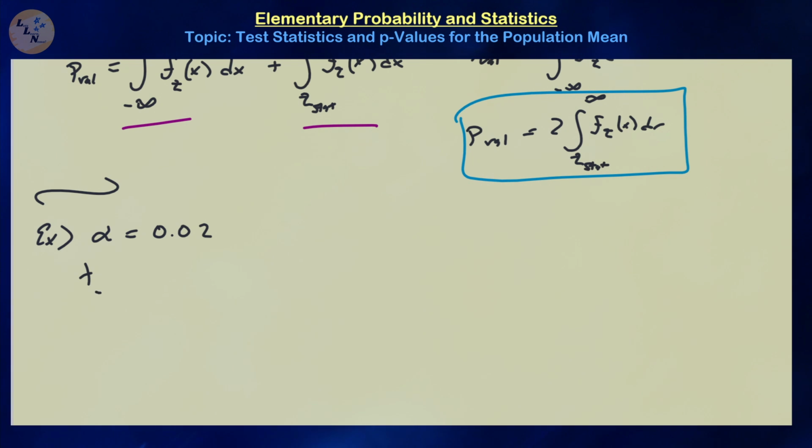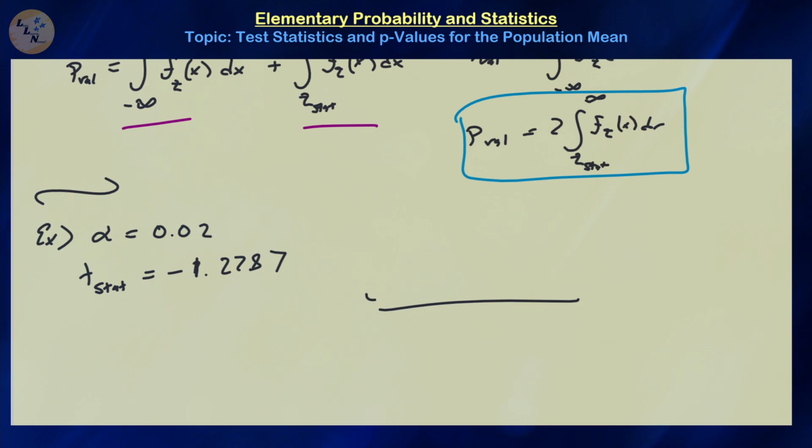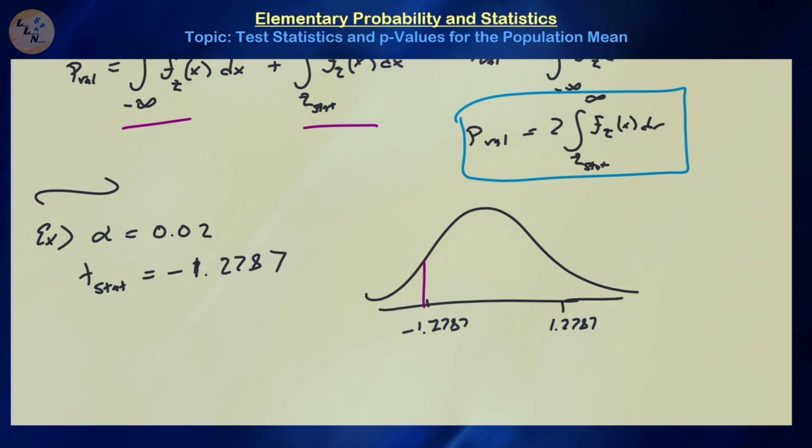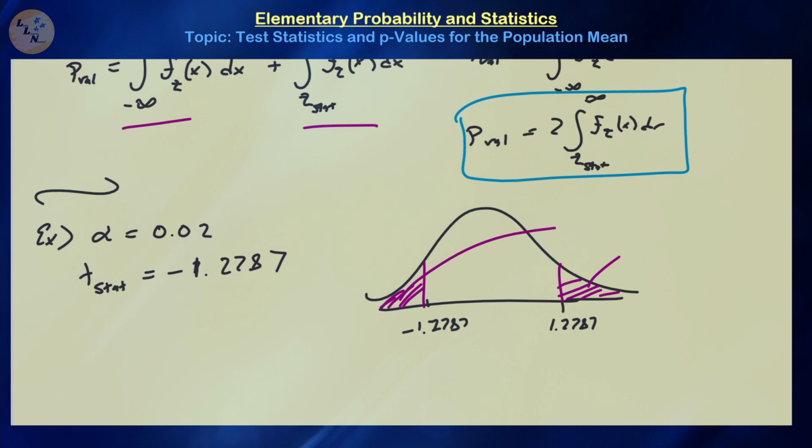And also remember that our test statistic, t-stat, was equal to negative 1.2787. So if that is our case, then how are we going to be calculating our p-value? Negative 1.2787 and 1.2787 are located there. Since we're using a two-sided alternative, our p-value is going to have this particular picture. So that's our p-value.